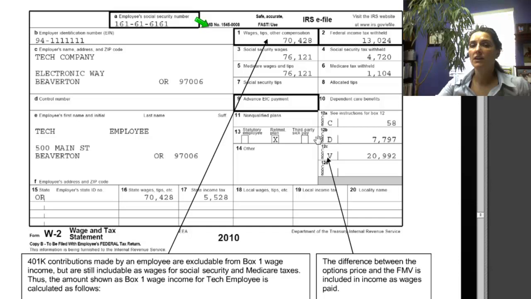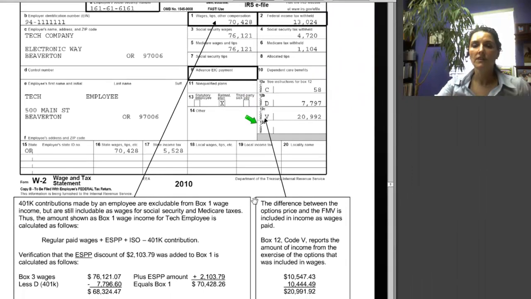For example, we have a 401k contribution showing right here in box 12, code D, $7,797. If wage income was earned but is not reflected in box 1 because it was deferred to a 401k plan. So it can be quite a mystery to figure out this W-2 and what's going on with it. So I've gone ahead and described it for you.